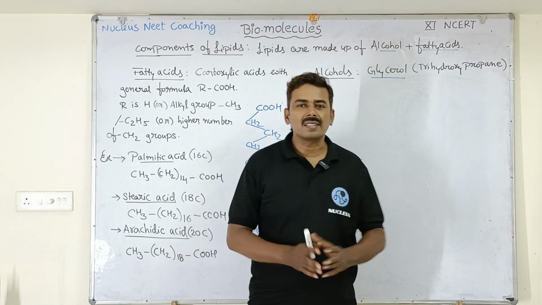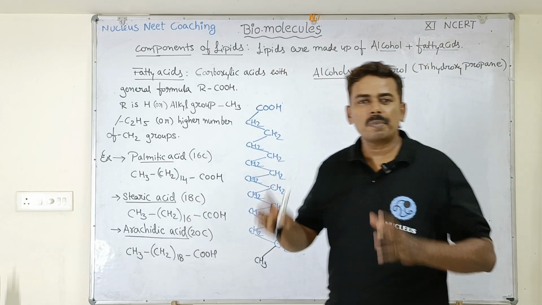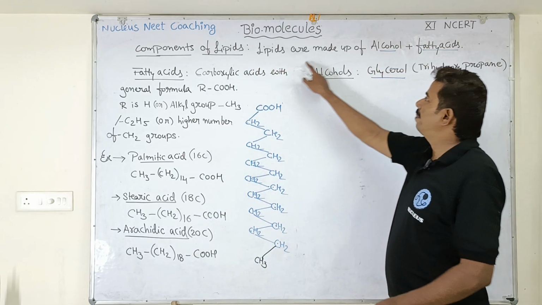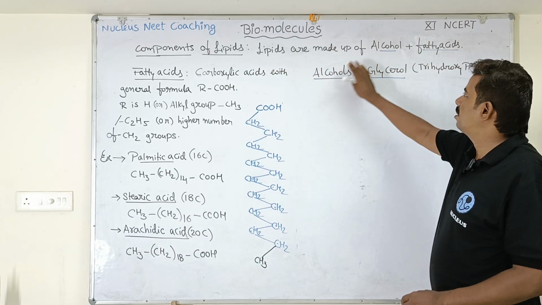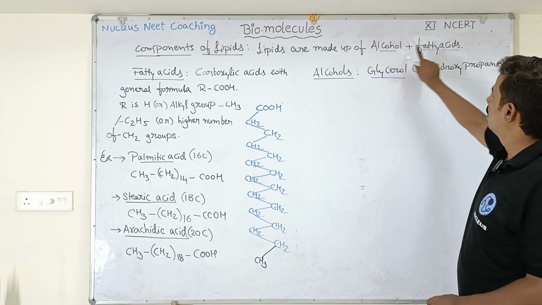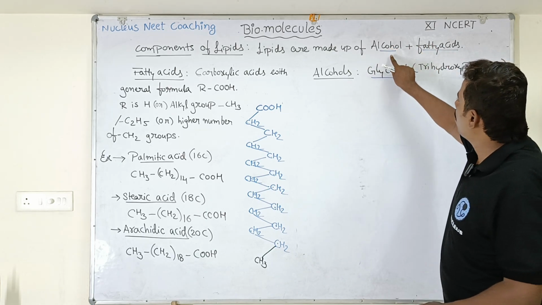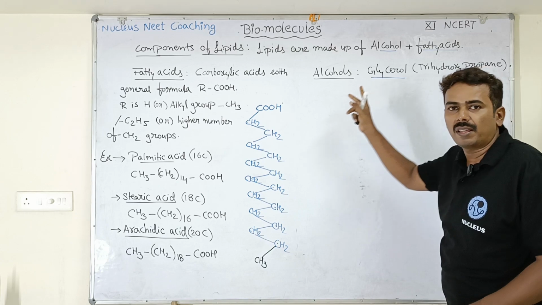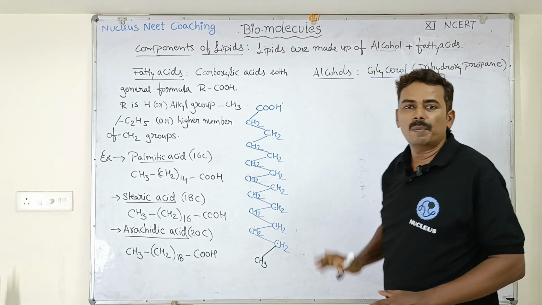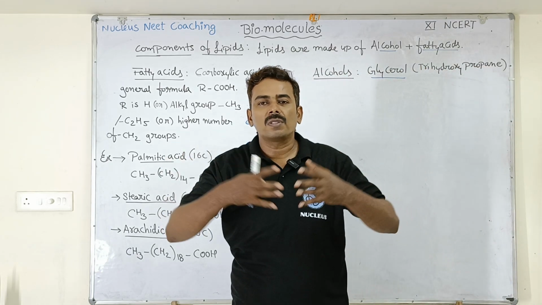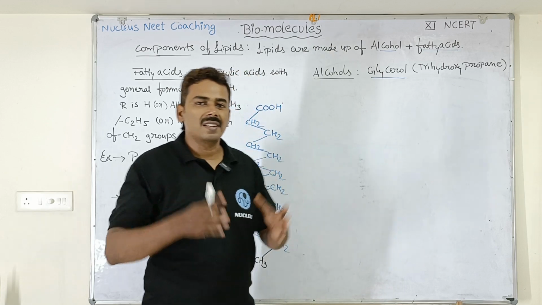Students, now we will discuss the components of lipids. Any type of lipid molecule you take will have two components. Lipids are made up of alcohol and fatty acid. When alcohol and fatty acid combine together, they give rise to a lipid molecule. How does the combining process take place? By a process called esterification.